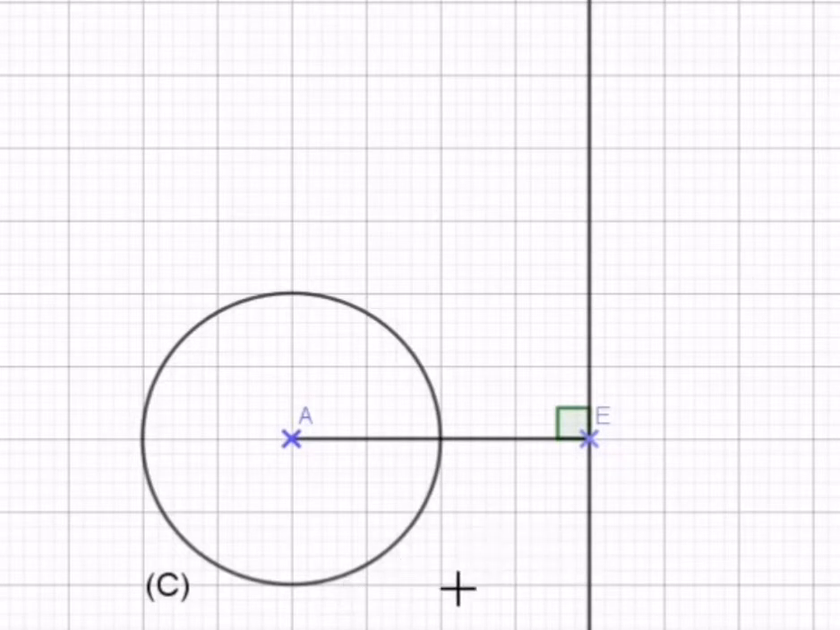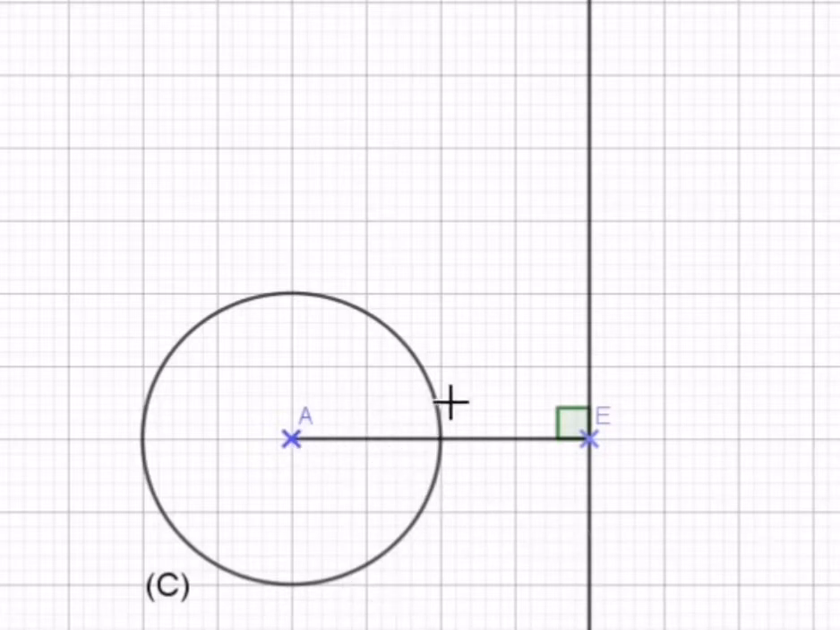In fact, the relative position between a circle and a line relies on the distance between them compared to the radius. What is the distance between this circle C and this line? In fact, it is the distance between the center and the line. It is AE. So AE is the distance between the circle and this line.